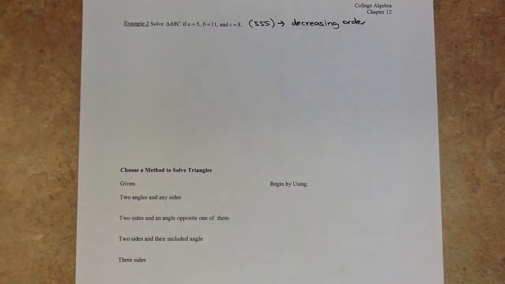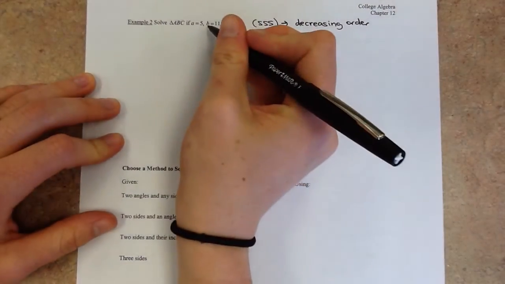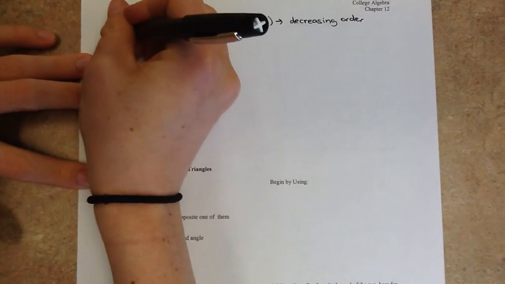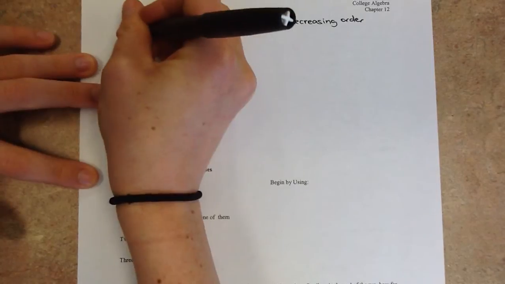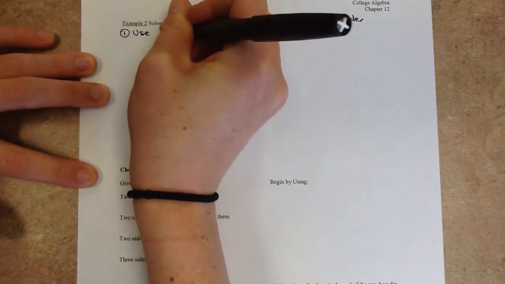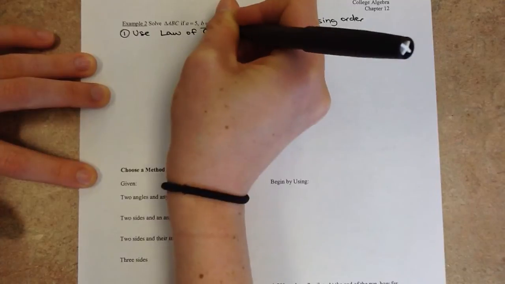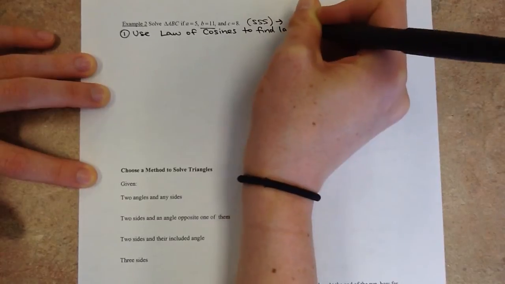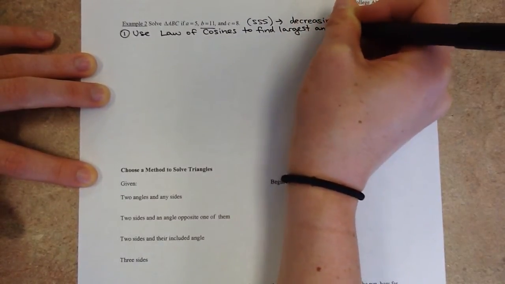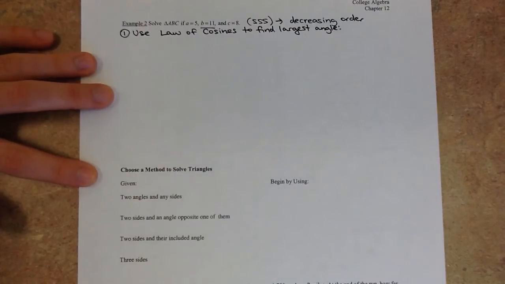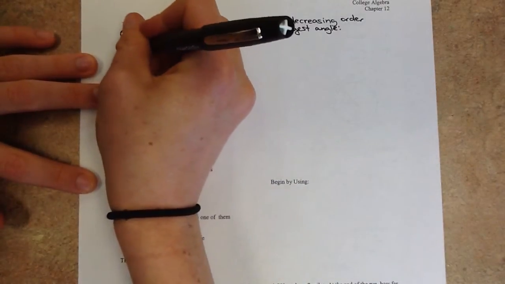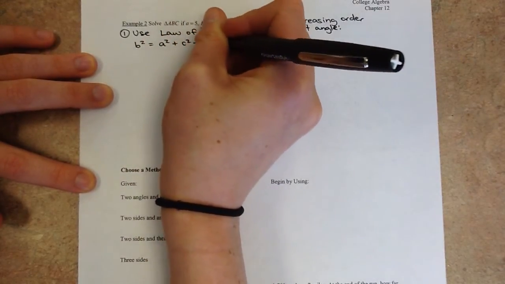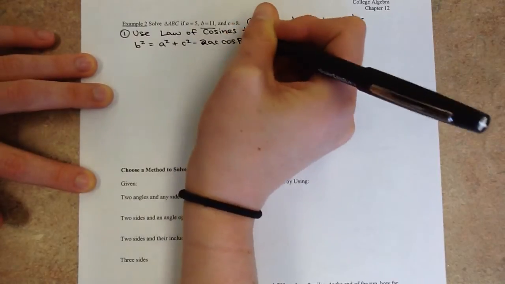Okay, so according to what I just told you, B, capital B, should be the largest angle because it's across from the longest side. So first we are going to find our largest angle. So use the law of cosines to find the largest angle. Okay, so here we go. So like we said, B is going to be our largest angle. So we use this formula. We use B squared equals A squared plus C squared minus 2AC times the cosine of B.